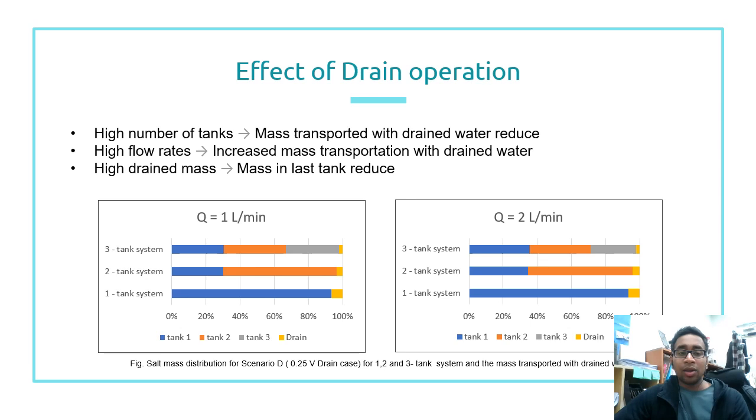And with high drain, the mass in the last tank reduces. That means with a higher amount of pollutants that we drain, a lesser amount of pollutants gets stored in the last tank, which is obvious because we are draining much of the pollutants outside in the first tank and second tank itself.